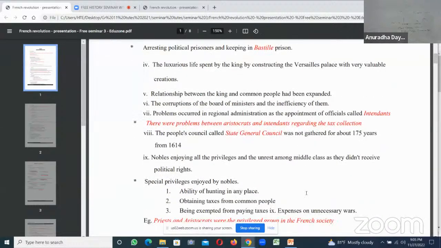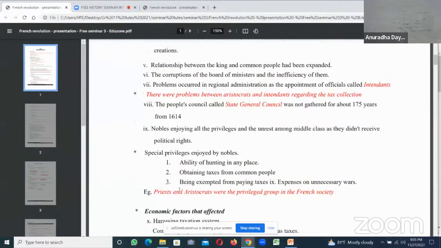Nobles enjoying all the privileges and the unrest among the middle class as they did not receive political rights. What are the special privileges enjoyed by the nobles? Ability of hunting in any place. That means even destroying the farmlands of the common people, farmers. Obtaining taxes from common people. So they should not pay any taxes. Being exempted from paying taxes and expenses on unnecessary wars. However, priests and aristocrats were the privileged group in the French society.